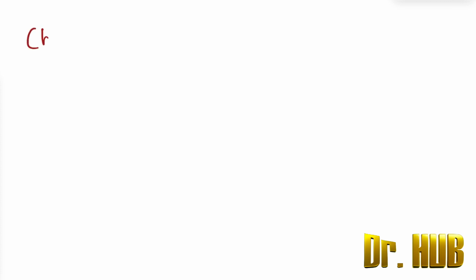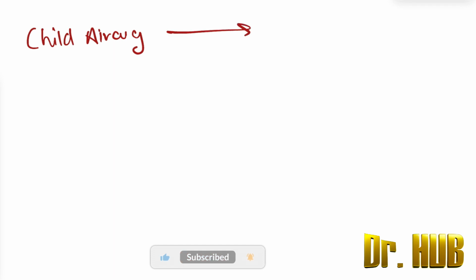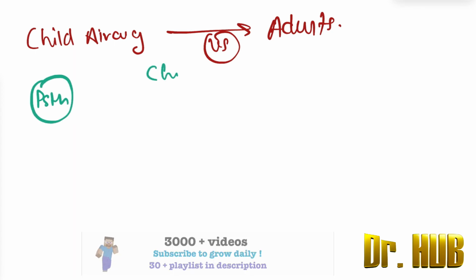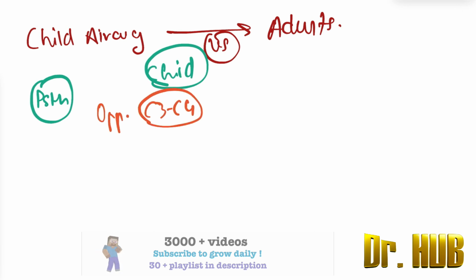Today we are going to compare the child airway versus that of the adult. To begin with, we first go with the position, and now we are just focusing on the child. So here the position of the child will be opposite to that of C3 as well as C4.